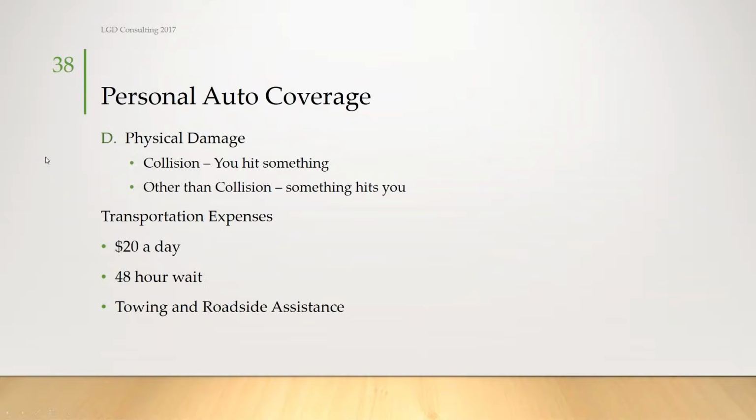That's the liability section. So now we've covered the other people, you and your family, and your friends. Let's talk about your car. That's coverage D, physical damage. And there are two parts to this: collision and other than collision.